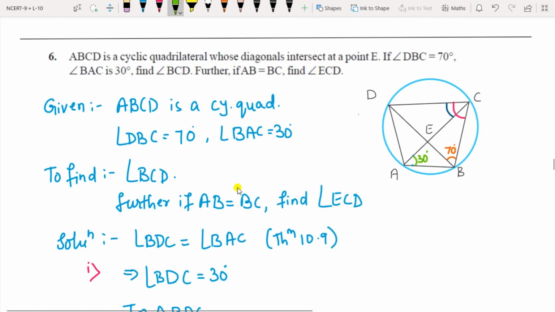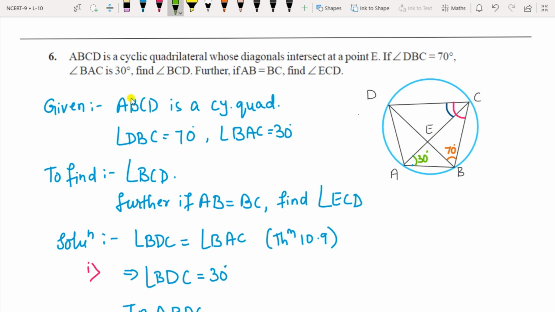Question 6 here is, ABCD is a cyclic quadrilateral whose diagonals intersect at point E. DBC is 70 here and BAC is 30 here. You have to find BCD, that I have shown with the pink color. And the second point is, if AB is equal to BC, then you have to find ECD, that I have shown with the blue color here.